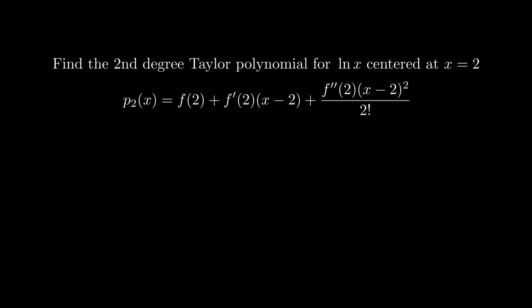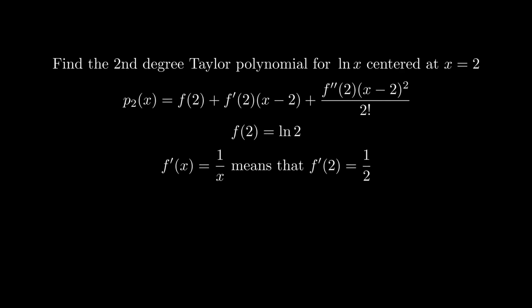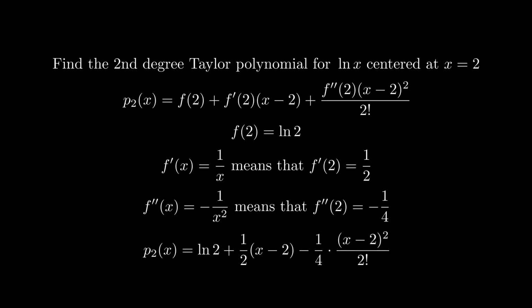Now since f of x is the natural log function, f of 2 is the natural log of 2. Then f prime of x, the derivative, will be 1 over x, and we plug in 2 to get f prime of 2 is 1 over 2. The second derivative of this function will simply be negative 1 over x squared, and we plug in 2 to get that f double prime of 2 is negative 1 over 4. Then we plug all of this into our Taylor polynomial to get that the second degree Taylor polynomial is the natural log of 2 plus 1 half times x minus 2 minus 1 over 4 times x minus 2 squared divided by 2 factorial.